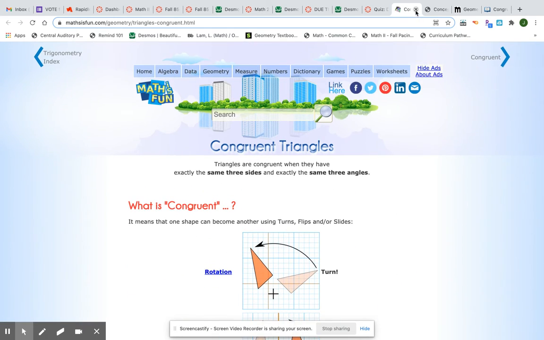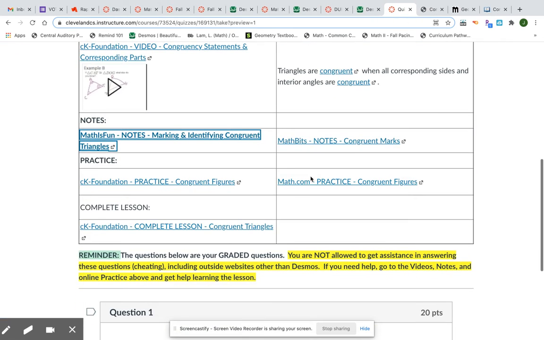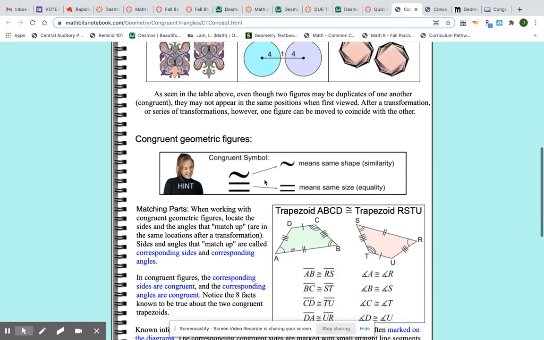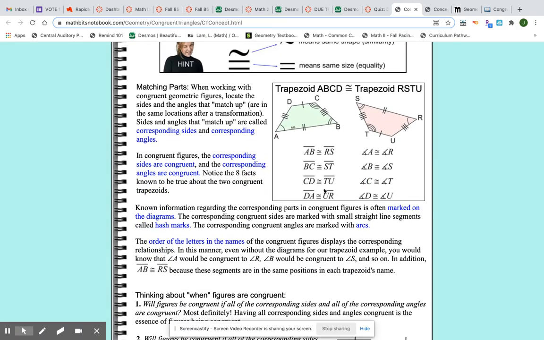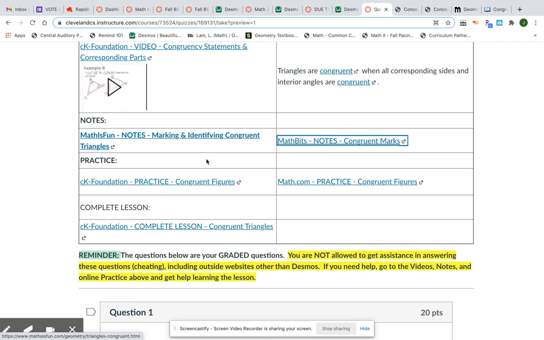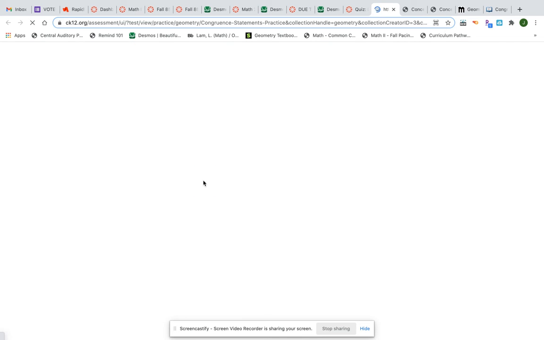All right, let's go back to the lesson. Let's see what else we have. Here's some math bits, some notes on congruent markings. So you could read that one if you want to, right there. It shows you some more information and written out information. All right, and then here's some practice you can go to.